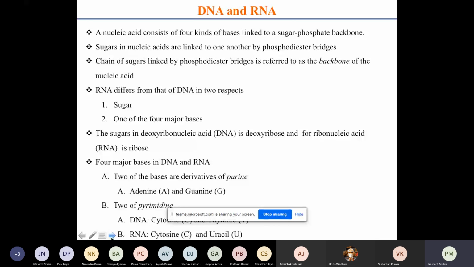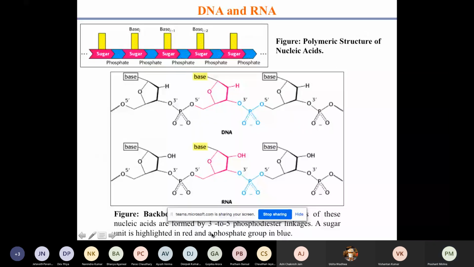Then there is another difference in the major bases. So I'll talk about the difference between the base residues. There are four types of bases, and two of them are derived from purine. These are adenine and guanine. And there are two pyrimidine bases, which in the case of RNA are cytosine and uracil. In the case of DNA, there is one difference, that uracil is modified.